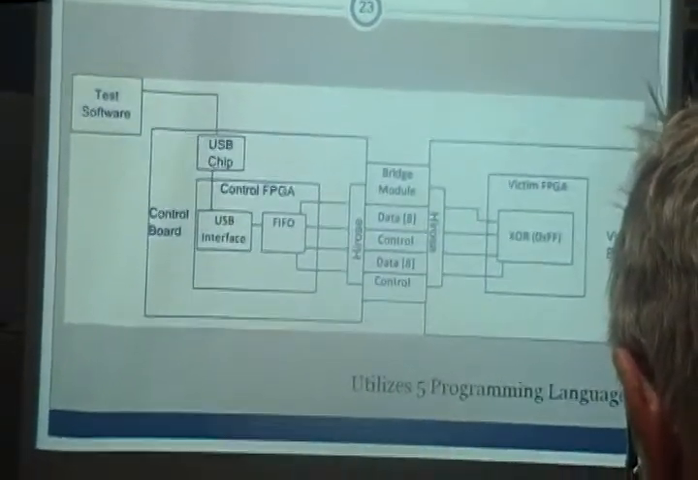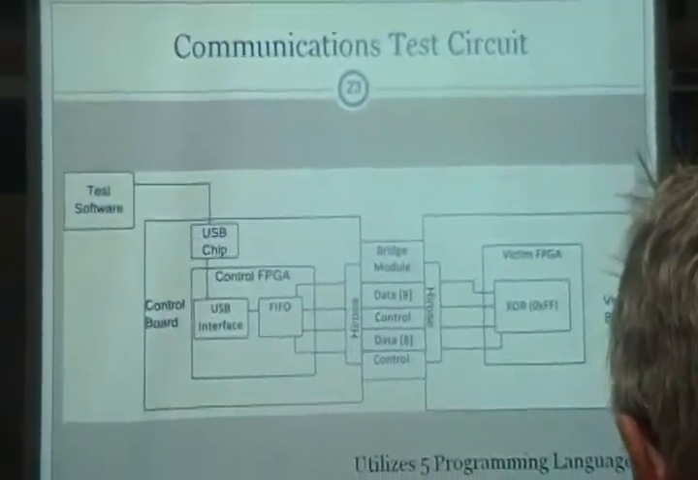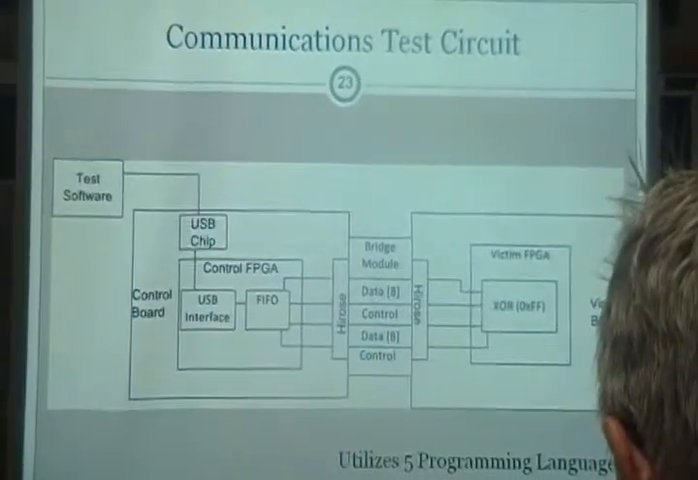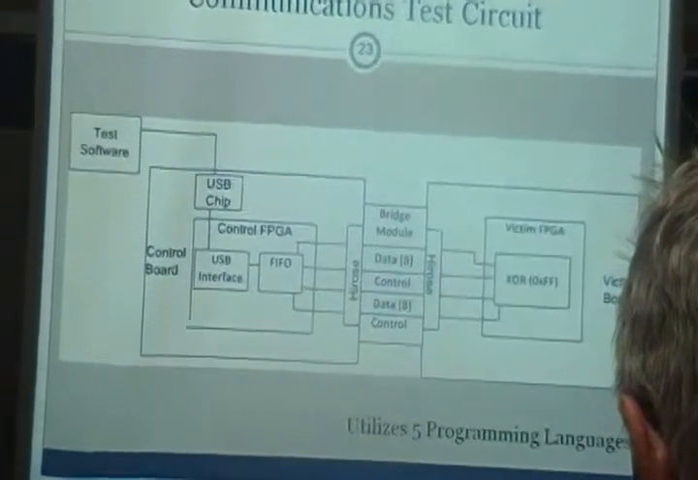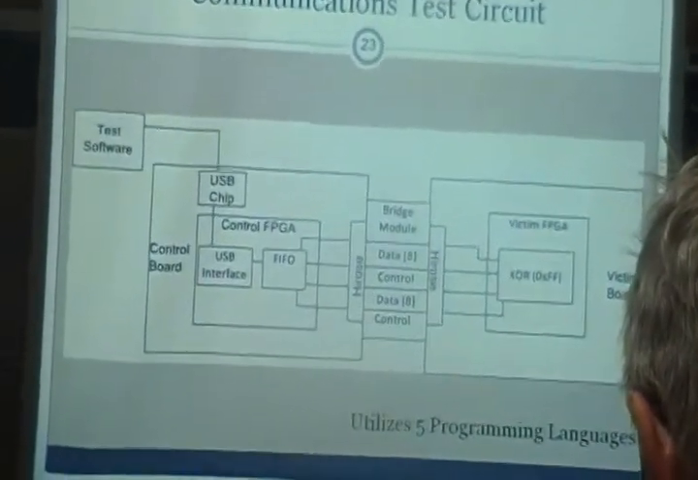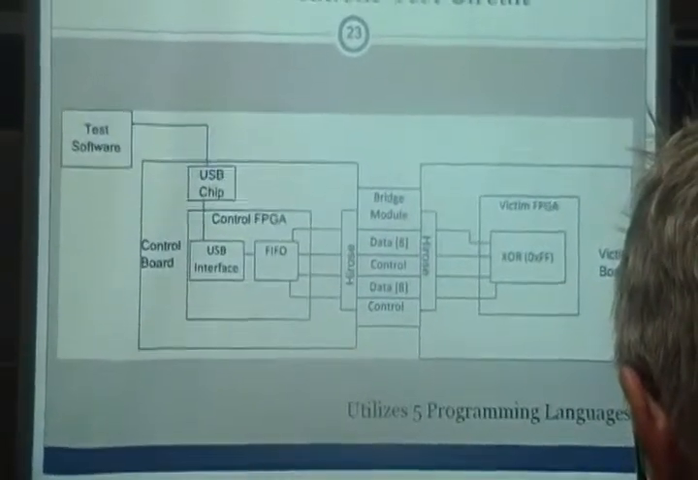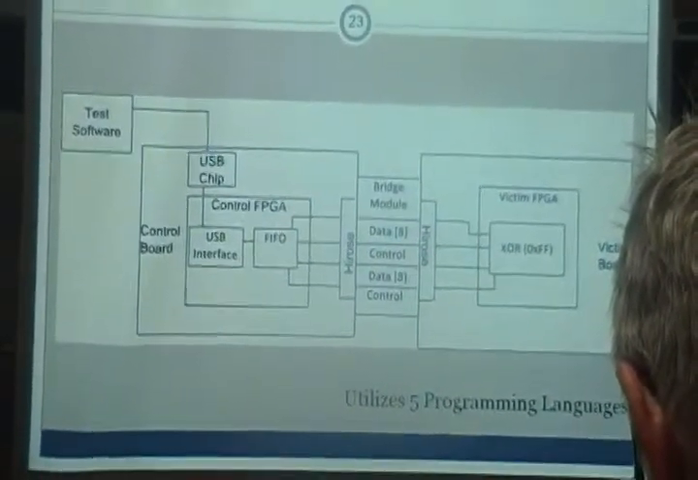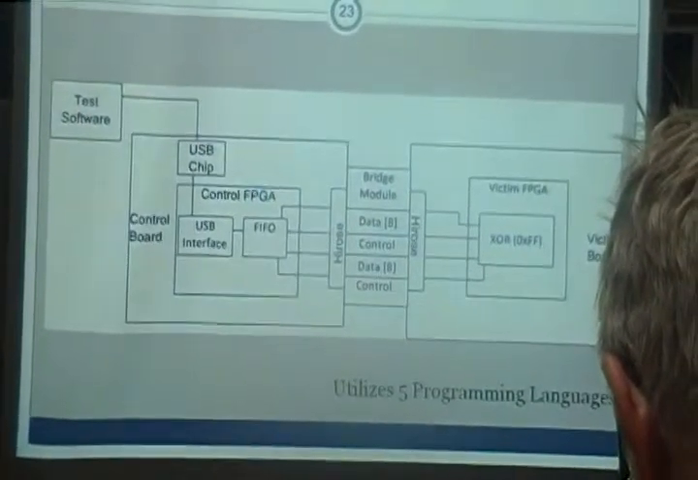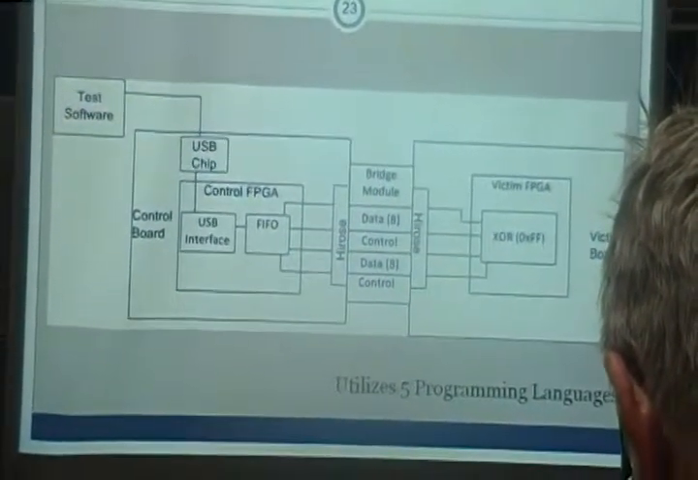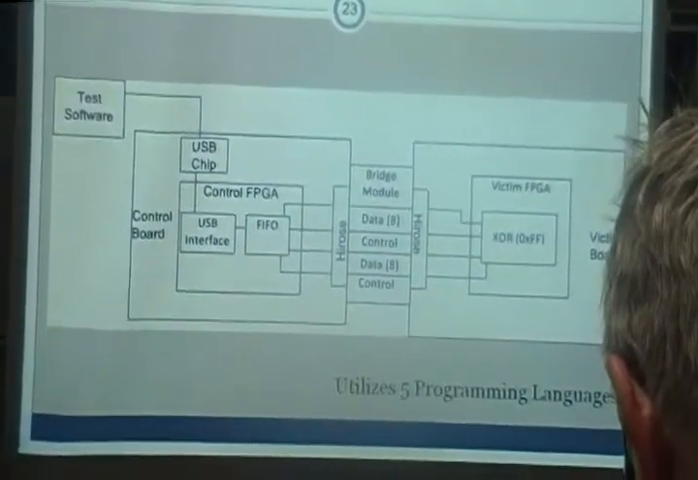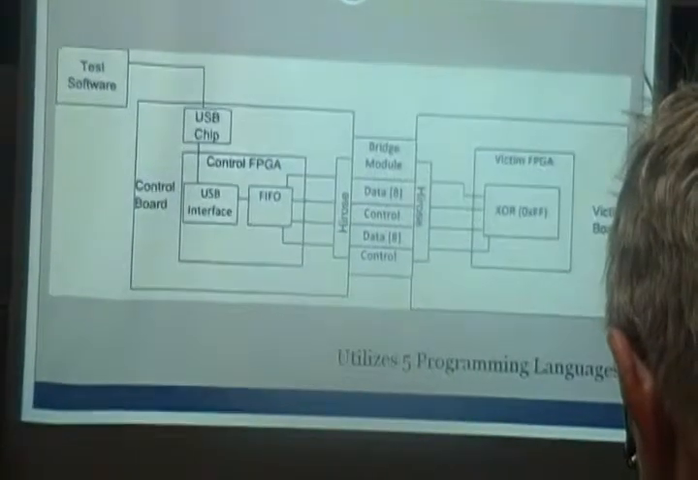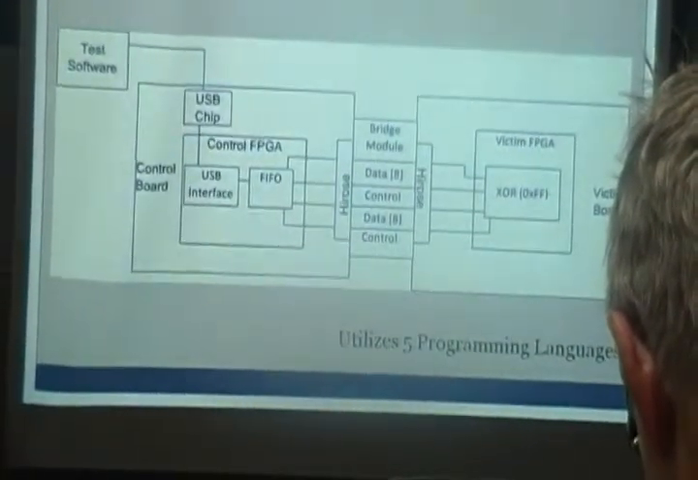This is our communications test circuit, which we used for unit testing, so we could see that we were getting communications. We wrote some test software to interface with the Digilent USB chip, and then a Sasebo-like interface on the control FPGA across our bridge module, and then over to the victim FPGA, which simply inverted the bits, so XOR with FF, and then back again. This round trip actually utilizes five programming languages: C#, C++, C, VHDL, and Verilog, all the way across and then back again.